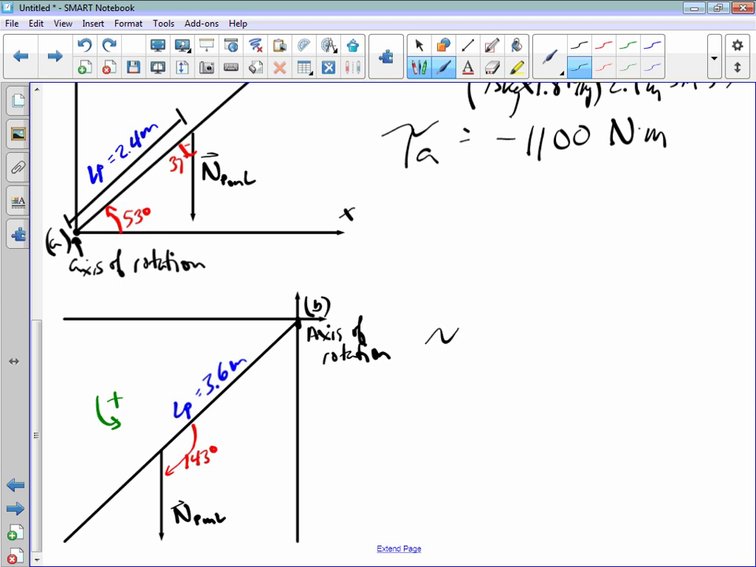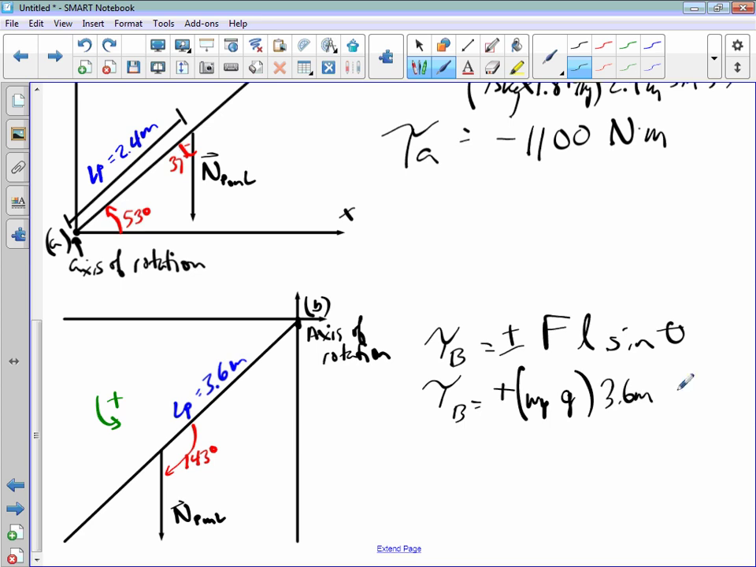We have a torque at point B. It's plus or minus that force times the length and sine of theta. So torque at B, in this case it's a positive torque because of the way it would rotate. Still the same force, mass of the painter times gravity. The length has been extended to 3.6 meters. And then sine of 143 degrees.